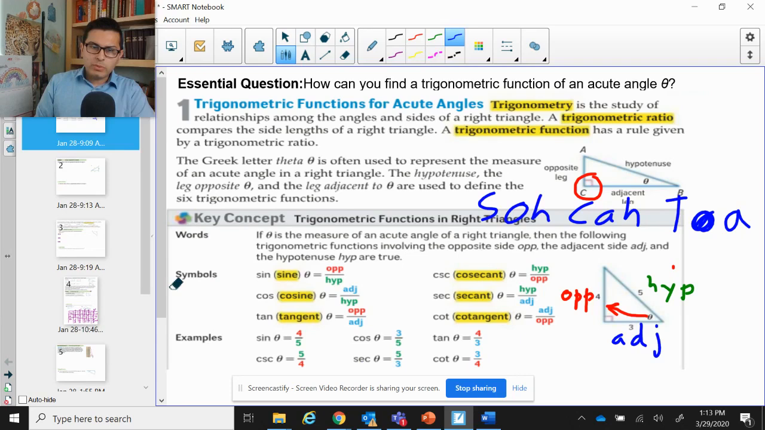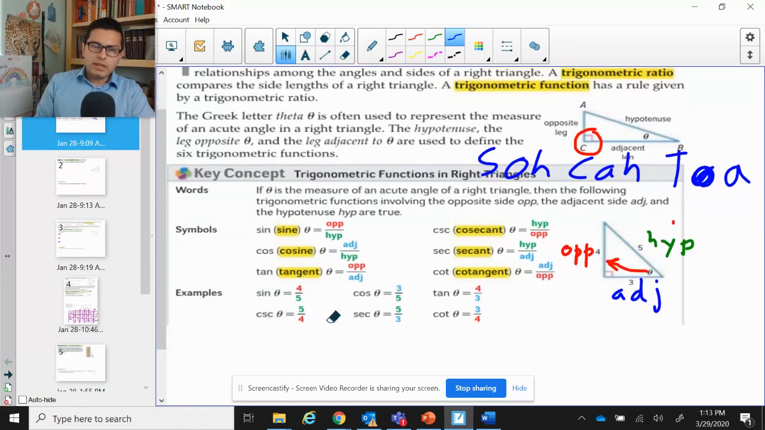So here we have the symbols, and right under that we have the examples. You can see that sine equals 4 over 5. Where did we get 4 over 5? Well, this is going to be opposite over the hypotenuse. We know that because of our SO in our SOHCAHTOA. Sine equals opposite over the hypotenuse. So that's going to be sine equals the opposite, which is 4. We have labeled it, over the hypotenuse, which is 5. We've labeled that as well.